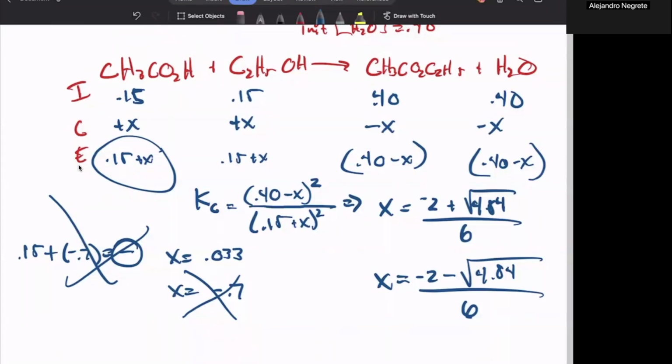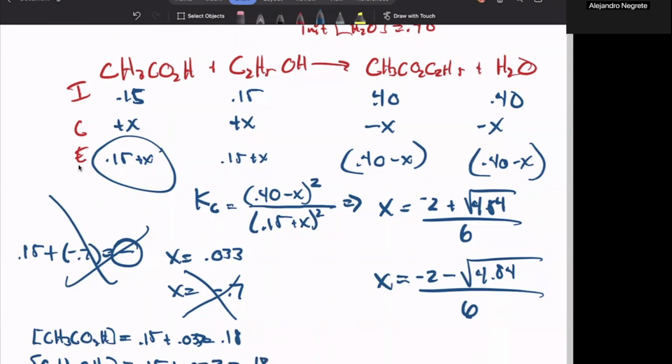Right? So we can put the concentration is equal to 0.15 plus 0.033, which is equal to 0.18. 0.183, but just 0.18. And we can do the same thing for this one. So this equilibrium concentration that we're going to look at here for ethanol, C2H5OH, is also equal to 0.15 plus 0.033. So it's going to equal 0.18.